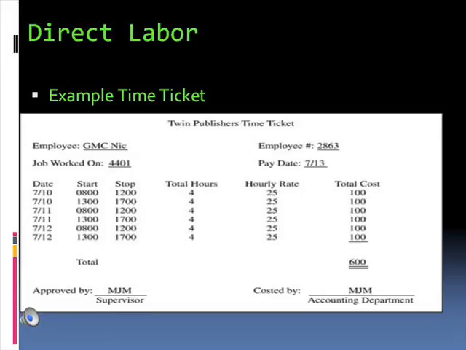Here we have a direct labor time ticket. As you can see at the top, it's the employer's name, Twin Publishers, and we have the employee name, the job worked on. We have the employee number, the pay date, the date, the time that it started and stopped, the total hours worked, the hourly rate, and the total cost. At the bottom, we have who it was approved by and who it was costed by.